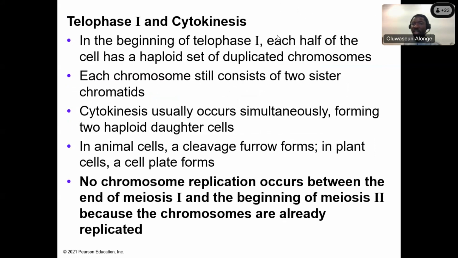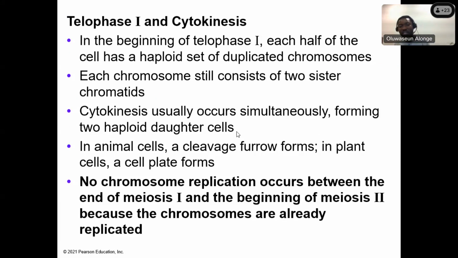Now, in telophase, in the beginning of telophase 1, each half of the cell has a haploid set of duplicated chromosomes. Now, you see, we say haploid set of duplicated is like 2 sets of right shoes, or 2 sets of half of a book is still half of a book. Each chromosome still consists of 2 sister chromatids. You see that? Now, cytokinesis occurs simultaneously, forming 2 haploid daughter cells.